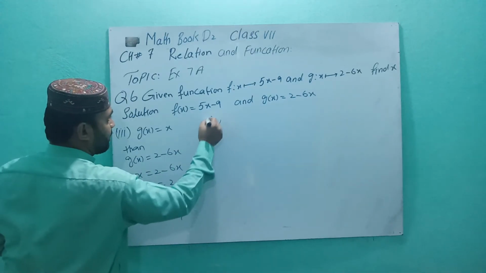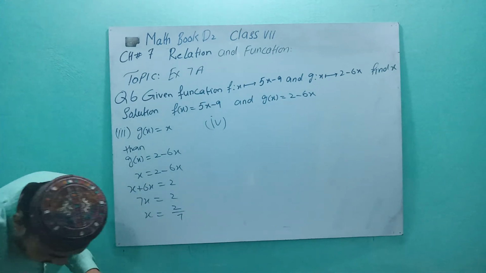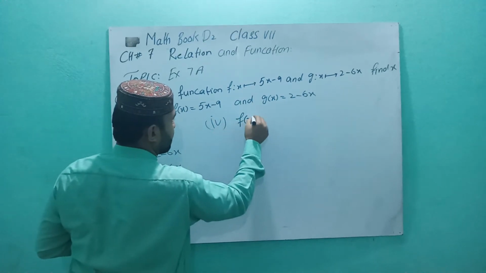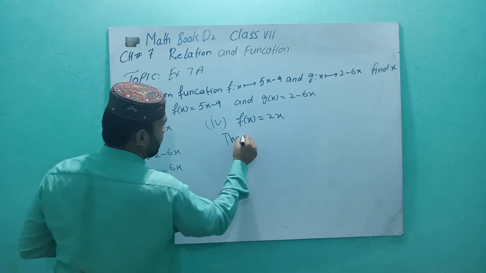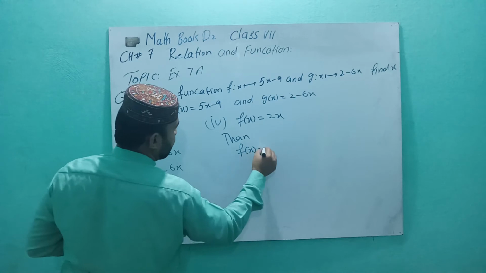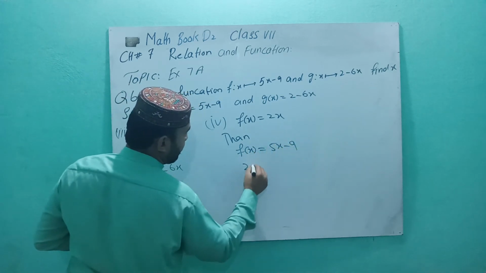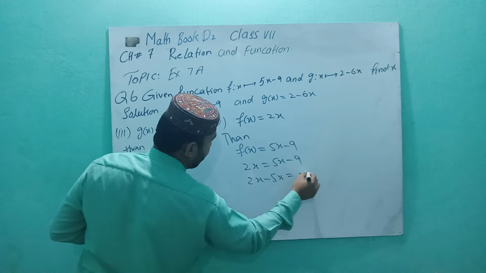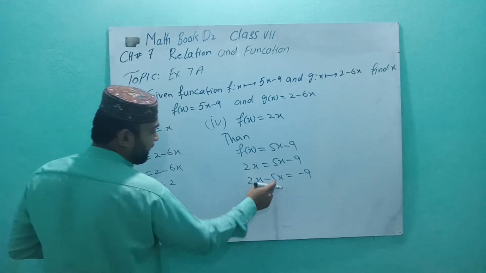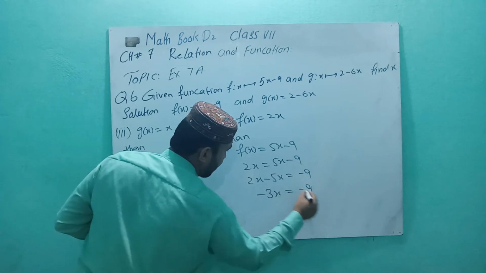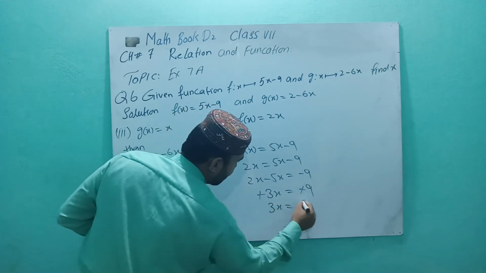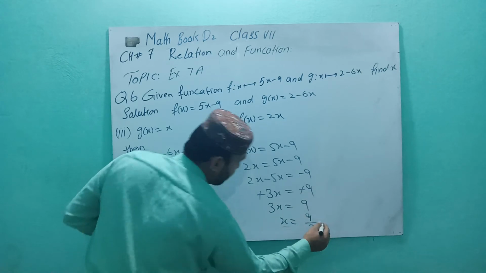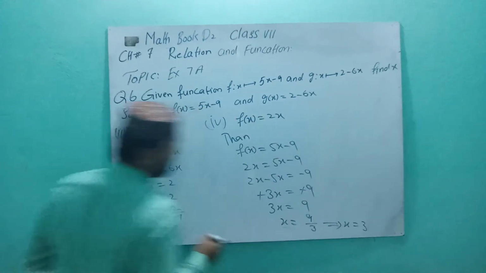Question number 4. f of x equal to 2x. So then f of x equal to 5x minus 9. 2x equal 5x minus 9. 2x minus 5x equal to minus 9. Variable on one side, 2x minus 5x is minus 3x equal to minus 9, minus minus cancel, 3x equal to 9, x equal 9 over 3, so that implies x equal to 3, this is your answer.